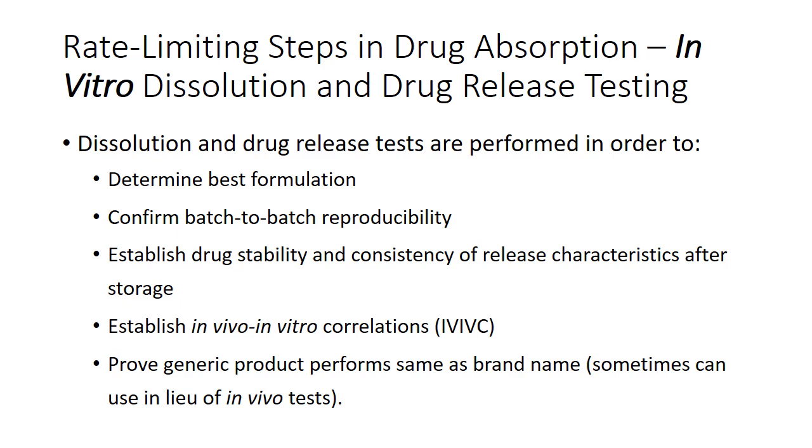Another purpose is to establish in vitro-in vivo correlations, and that's really important in the regulatory world. For instance, if a generic company wants to market their drug quickly, they might try to avoid in vivo or human tests and go with simpler tests. If they can establish this IVIVC, that's really helpful for them. It basically says we've proven that if this drug dissolves well in vitro using this method, then it's going to be absorbed well in vivo, or have appropriate bioavailability, even though we haven't given it in vivo yet.